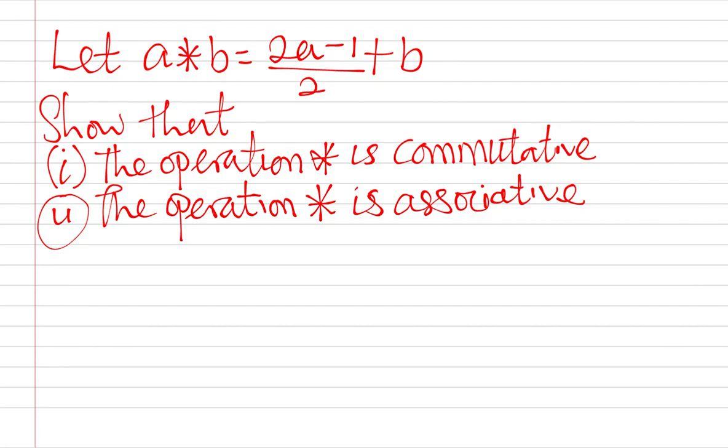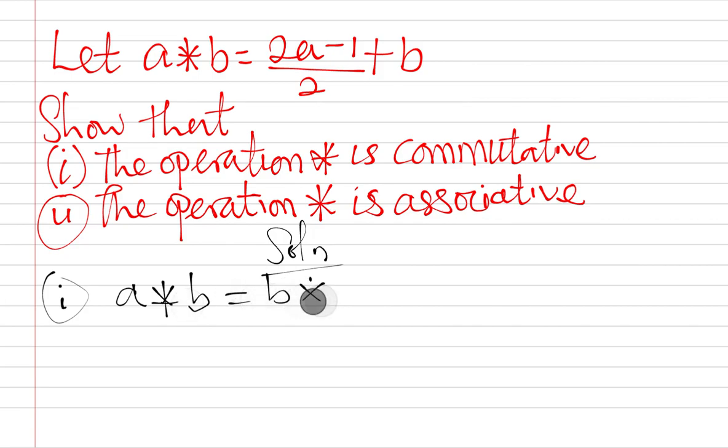In today's class, we are going to be looking at the commutative property and the associative property of a binary operation. Now, how do I know that this is commutative? The first thing is our solution. For us to show that it is commutative, we want to show that A star B is equal to B star A. Now, how do we do that?